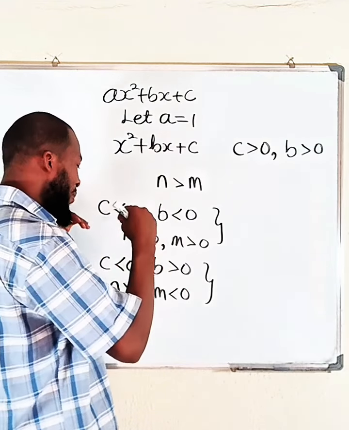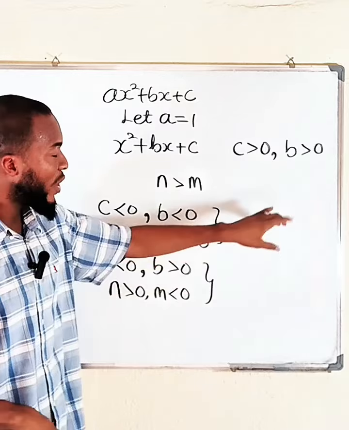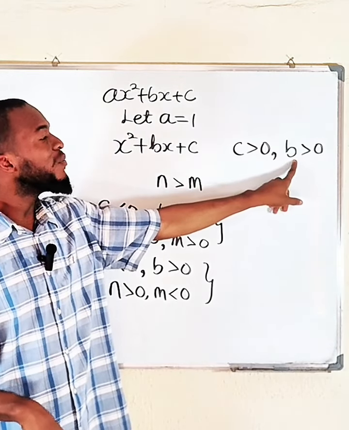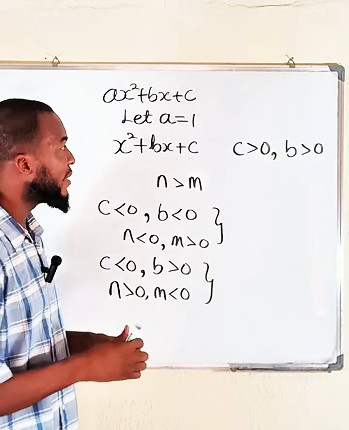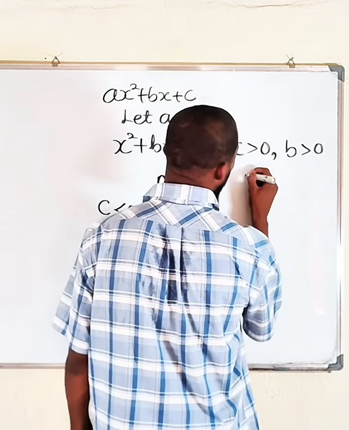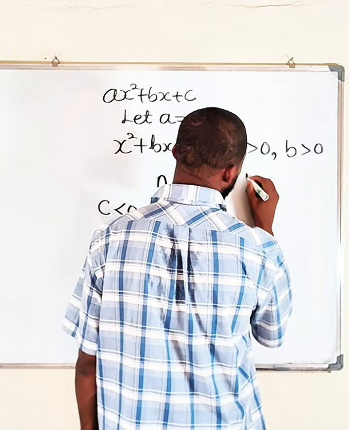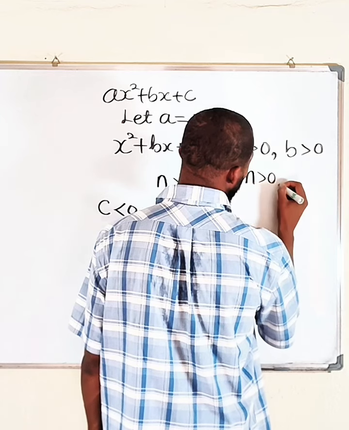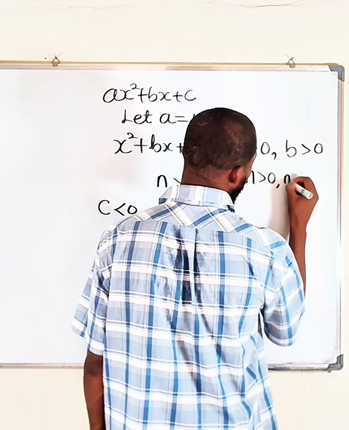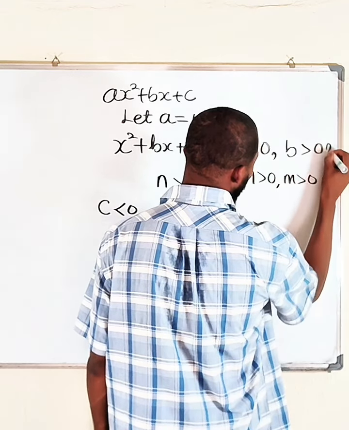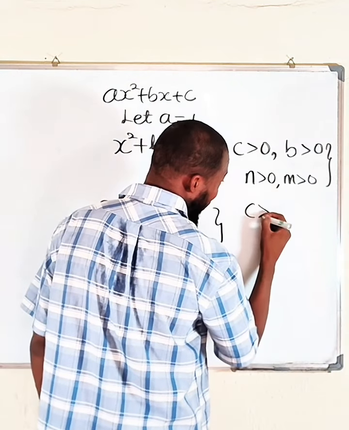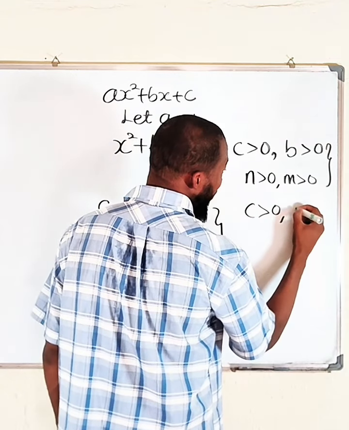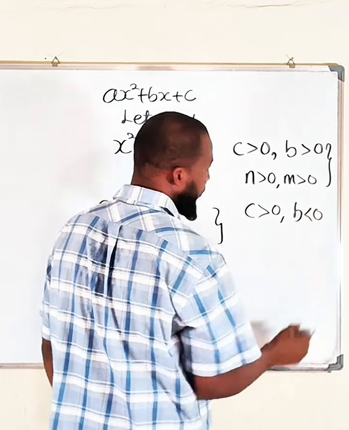But to determine whether they are both positive or negative, we have to consider this. Since b is positive, you cannot add two negative numbers to get a positive number. Then in this situation, both n and m are greater than 0. You see another condition? But what if c is positive, but b is negative?